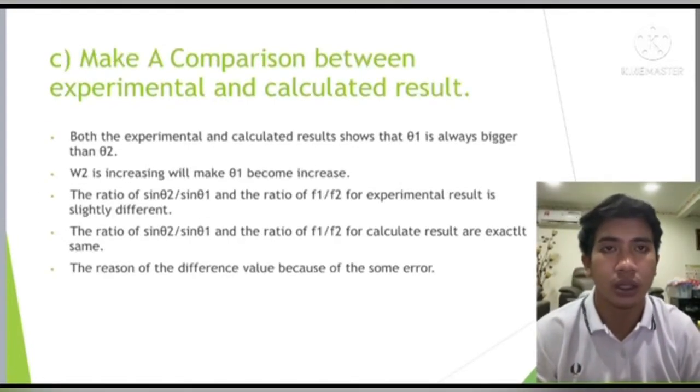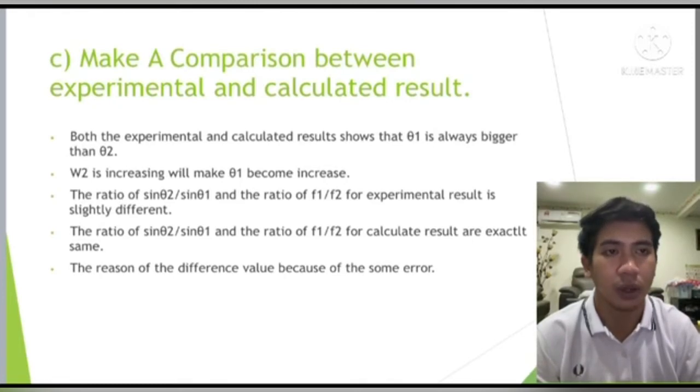Last but not least, the discussion is to make a comparison between experimental and calculated results. There are some similarities and differences between the calculated result and the experimental result. For the values of theta 1 and theta 2, both the experimental and calculated results show that theta 1 is always bigger than theta 2. Also, when W2 is increasing, theta 1 is also increasing.